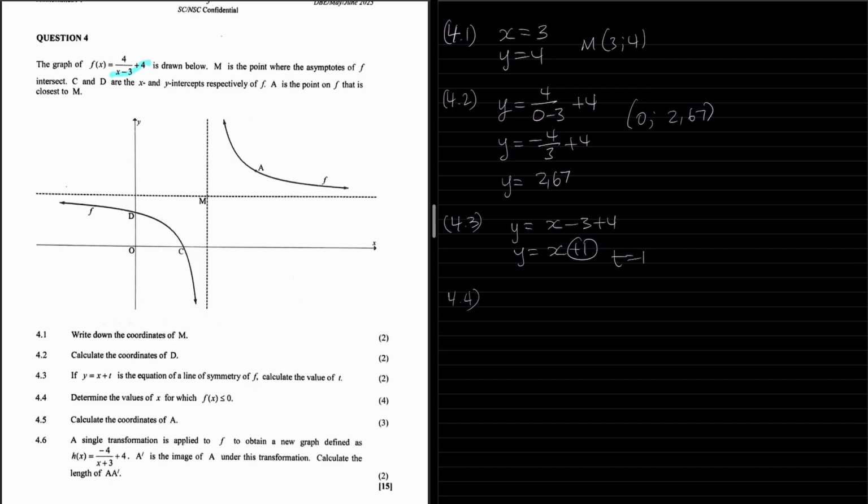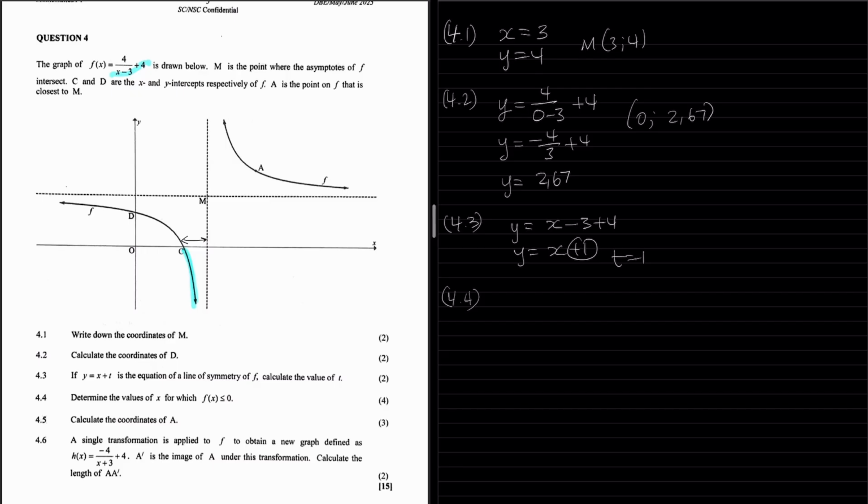Question 4.4. Determine the values of x for which f of x is less than or equal to 0. So I need to evaluate this function, and I want to solve it graphically. I'm just going to quickly highlight where I'm seeing the graph being negative. The graph is negative here, just below this point. So my answer is definitely going to be that x needs to be between these two values, because that's where the function is negative.